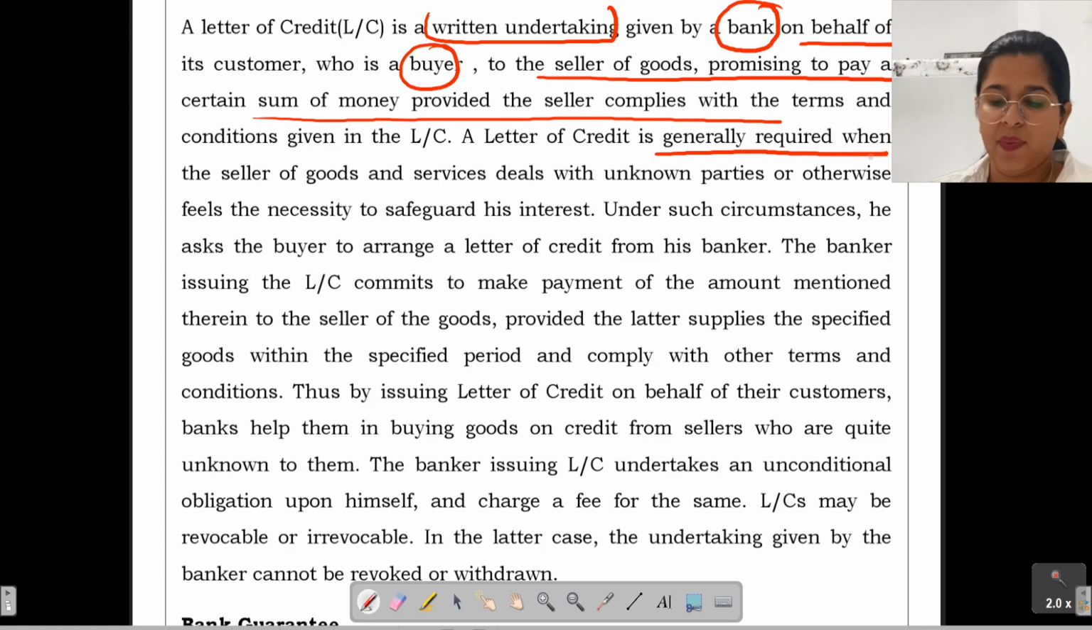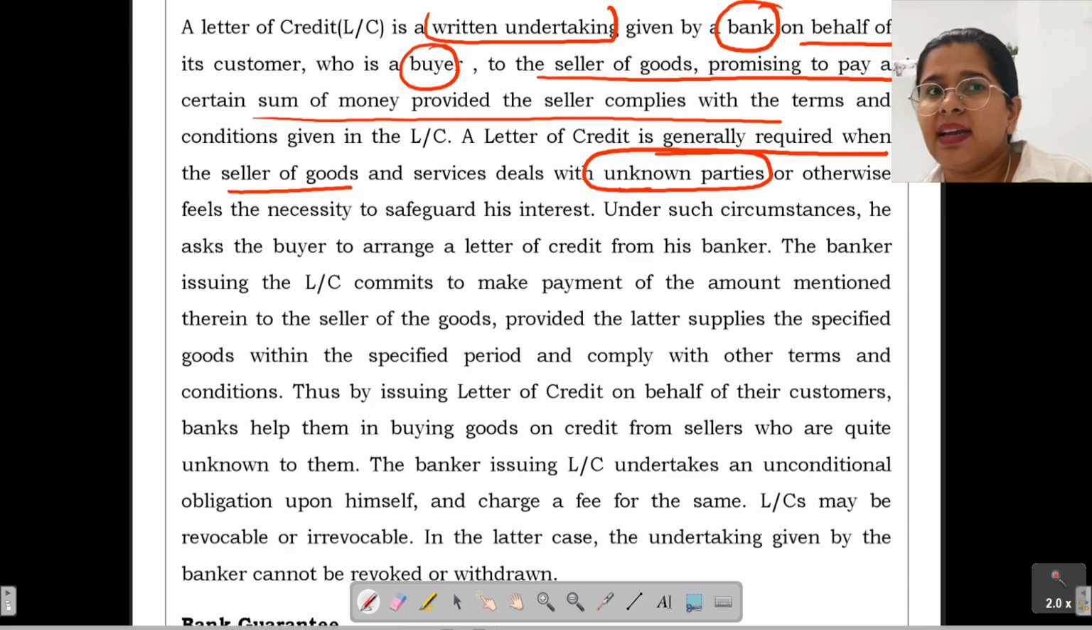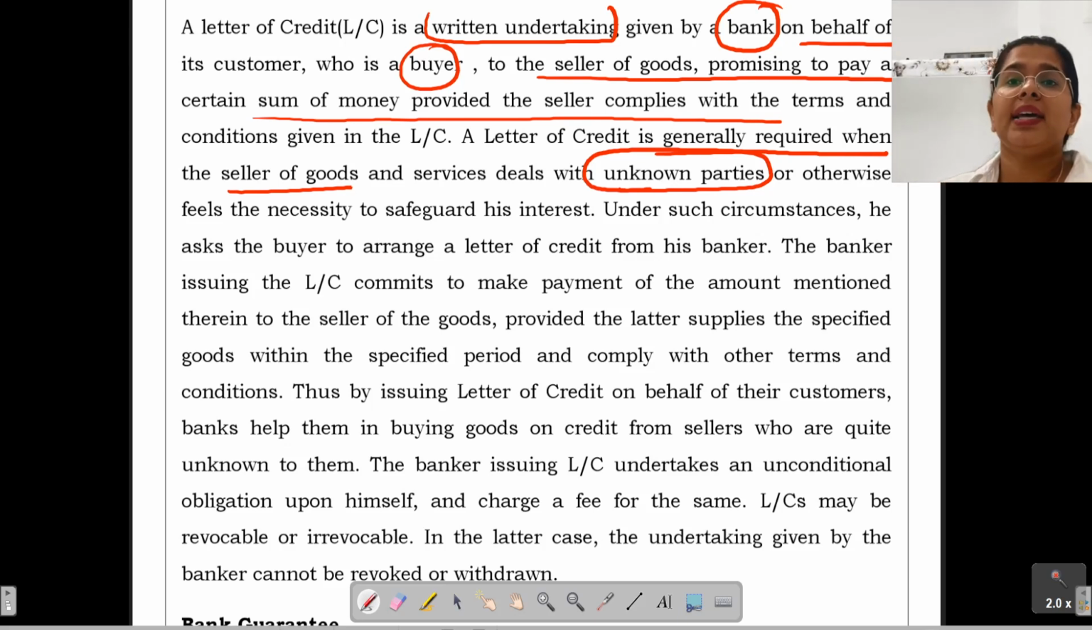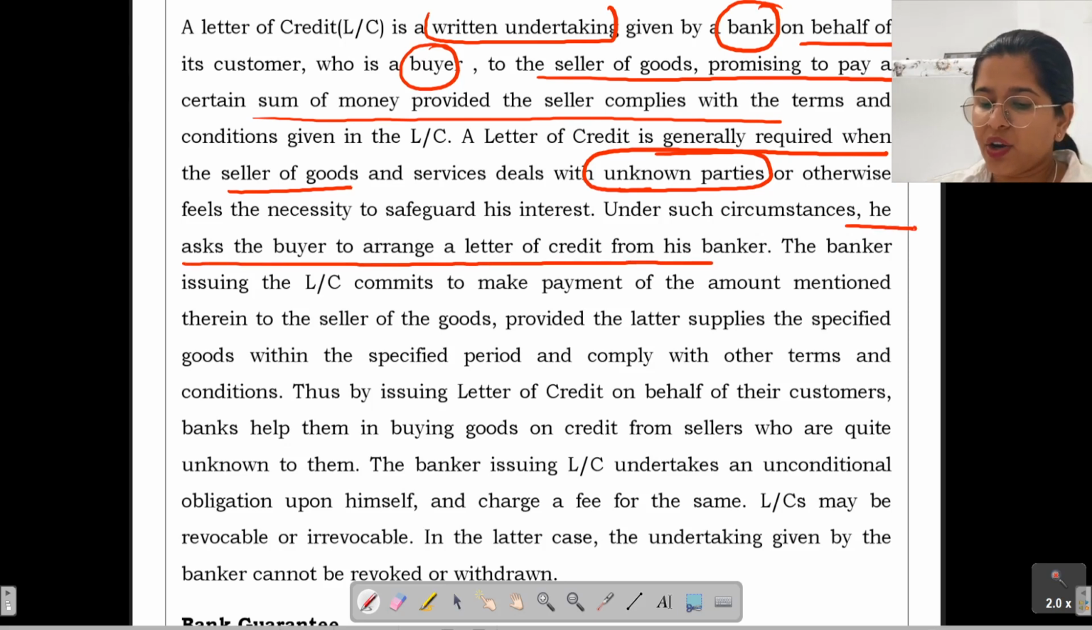It is generally required when the seller of goods deals with unknown parties, right? So obviously, as a seller, he would like to secure his interest. ठीक है, ऐसे ही थोड़ी किसी को भी उठ के जो सामान दे देंगे. They would like to secure their interest. So under such circumstances, he asks the buyer to arrange a letter of credit from his banker, right?